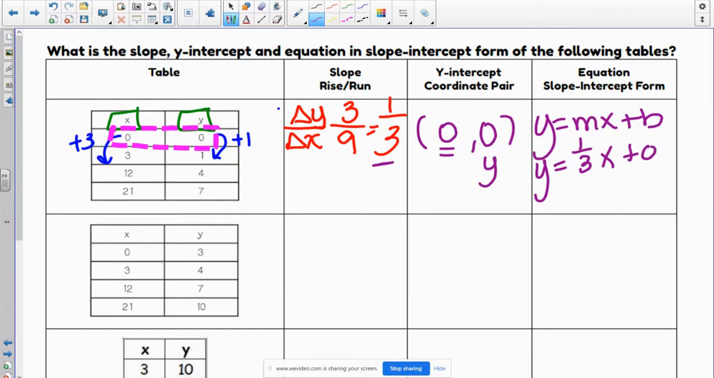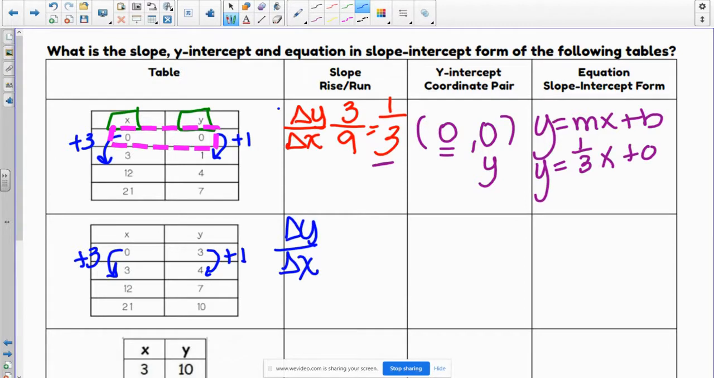Okay, next example. Again, any 2 you would like. This time I'll pick the top 2 right away. So the change there from 3 to 4 is a positive 1. Change from 0 to 3 is a positive 3. Again, change of the y over change of the x.